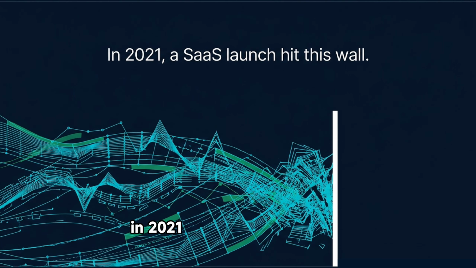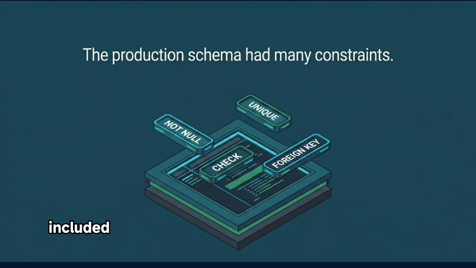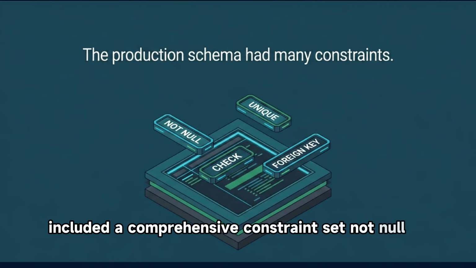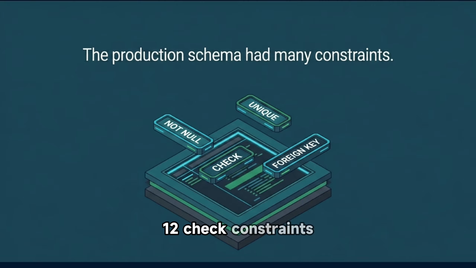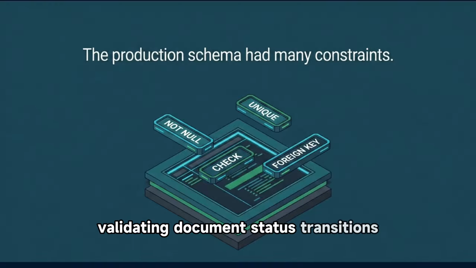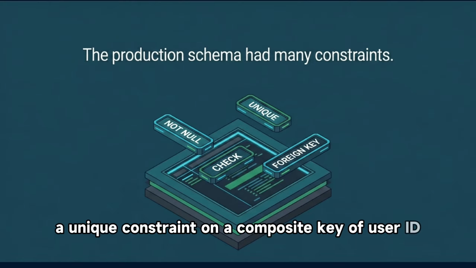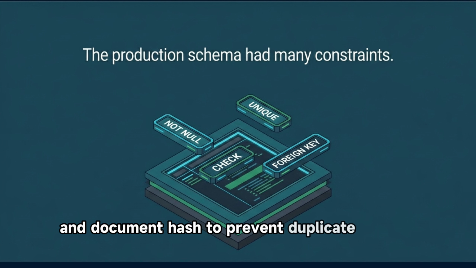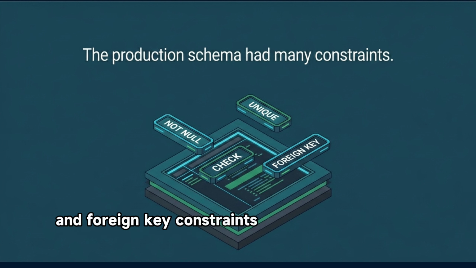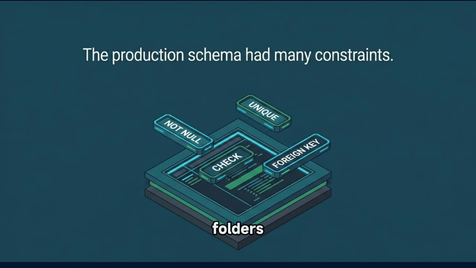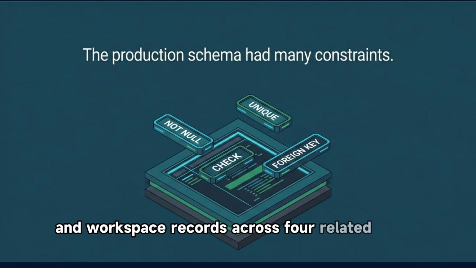In 2021, a Dutch SaaS platform launched a document management product. During development and staging, the team had tested with datasets of around 50,000 records. The production schema included a comprehensive constraint set: NOT NULL on 12 columns, check constraints validating document status transitions and file size ranges, a unique constraint on a composite key of user ID and document hash to prevent duplicate uploads, and foreign key constraints linking documents to users, folders, and workspace records across 4 related tables.